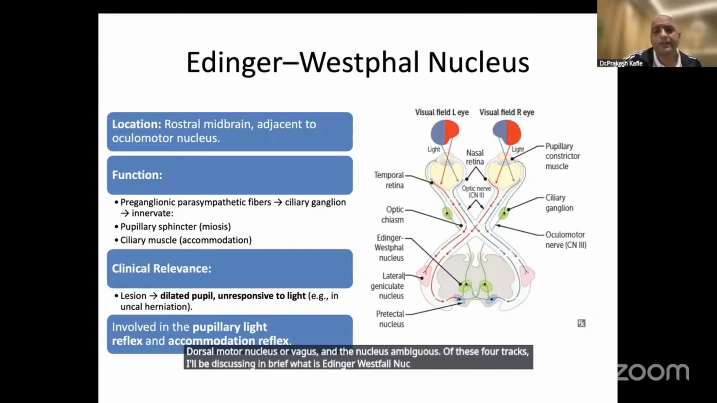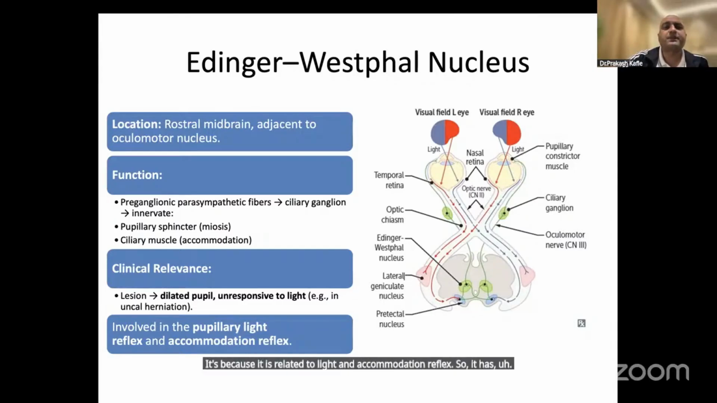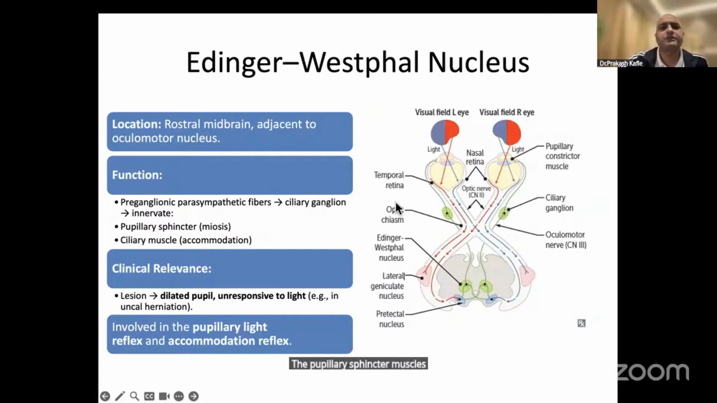It is very important because it is related to the light and accommodation reflex. It has preganglionic parasympathetic fibers to the ciliary ganglion and innervates the pupillary sphincter muscle and the ciliary muscle. They are responsible for the light reflex and accommodation reflex, and they are involved in both reflexes.